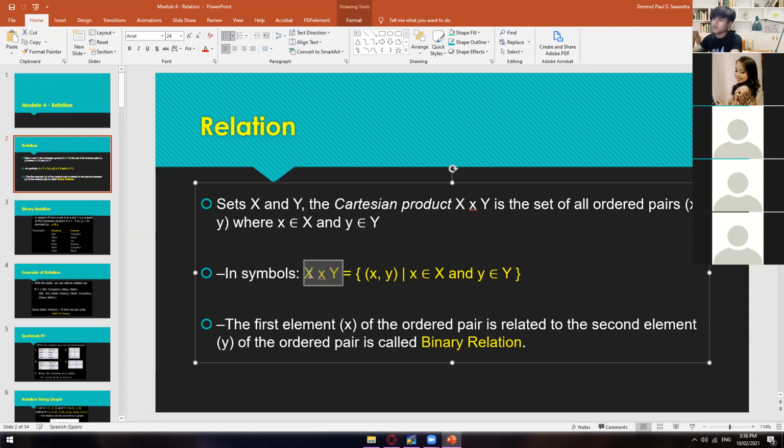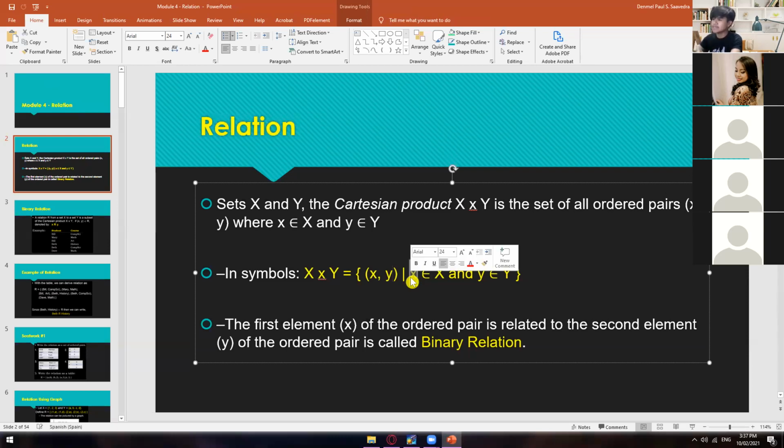In symbols, you could write that like this: x times y, or coordinate x times coordinate y. In other words, we call this the domain multiplied to our range. Sometimes this range is also called the codomain. So we have the domain and then the codomain. Take note: the first element of the ordered pair is from x, and the second is from y, so their arrangement is very important. We have x first before y, so we cannot say y and then x.